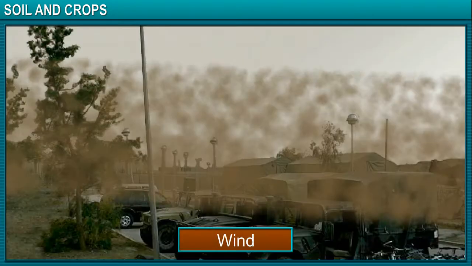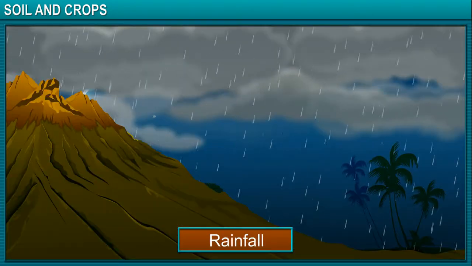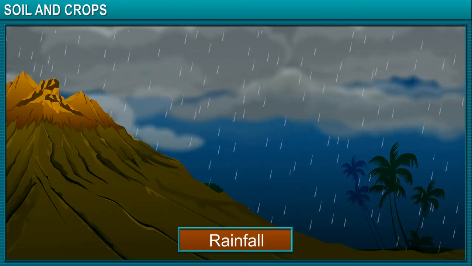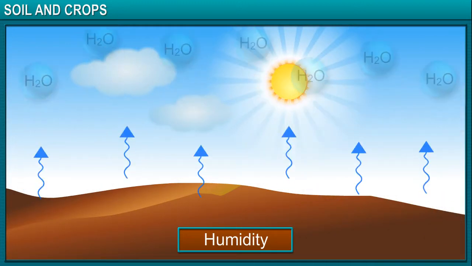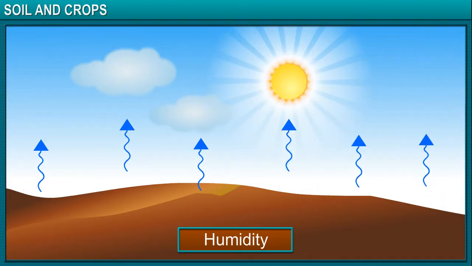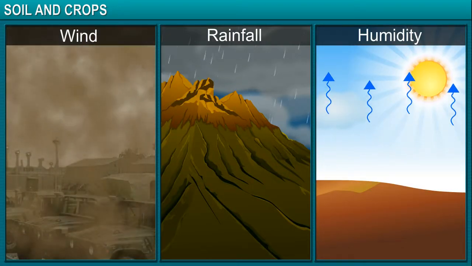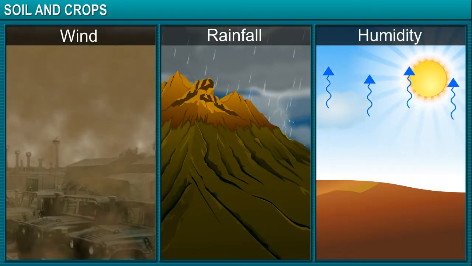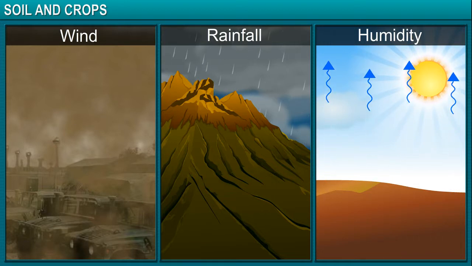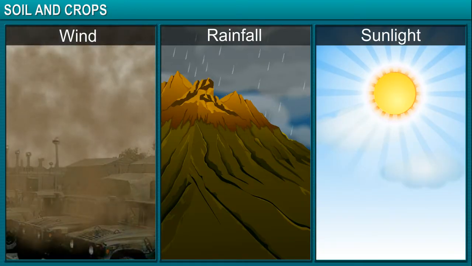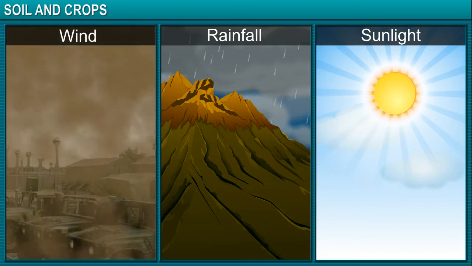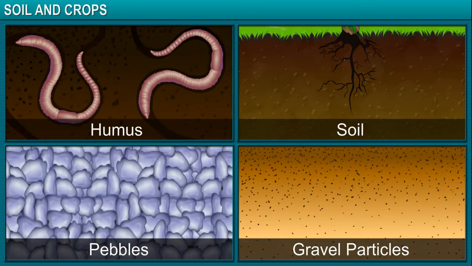Soil is affected by wind, rainfall, and humidity. These affect the soil profile and are responsible for changes in the soil. In addition, climatic factors as well as the components of the soil determine the types of vegetation and crops that grow in a particular area.